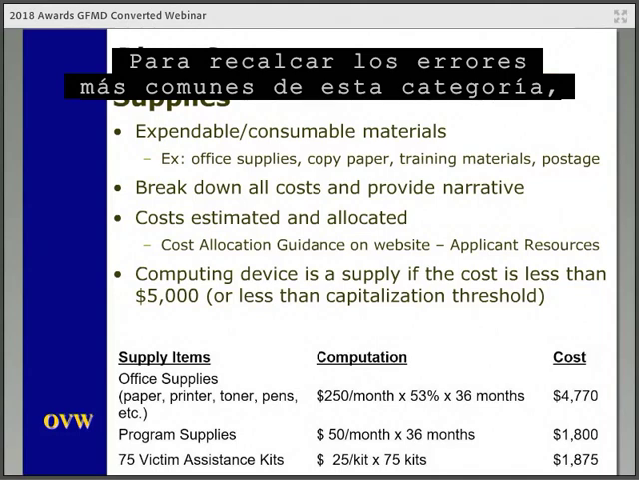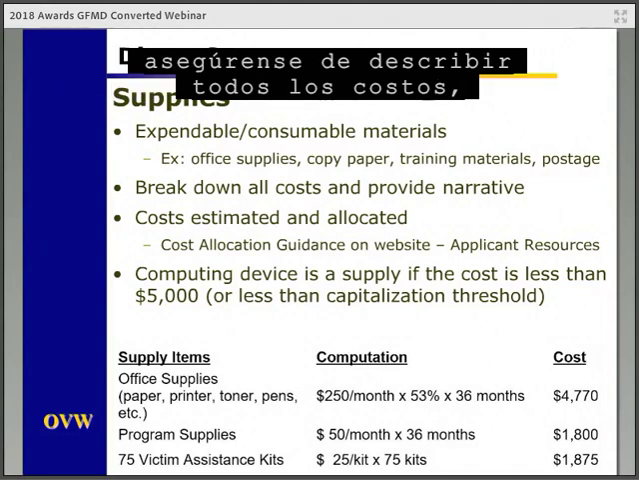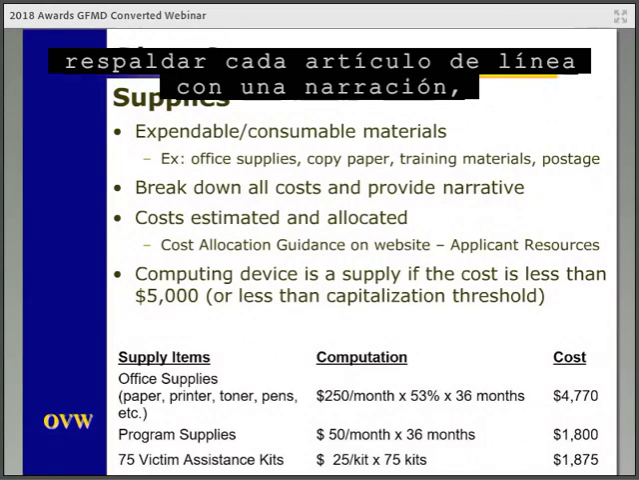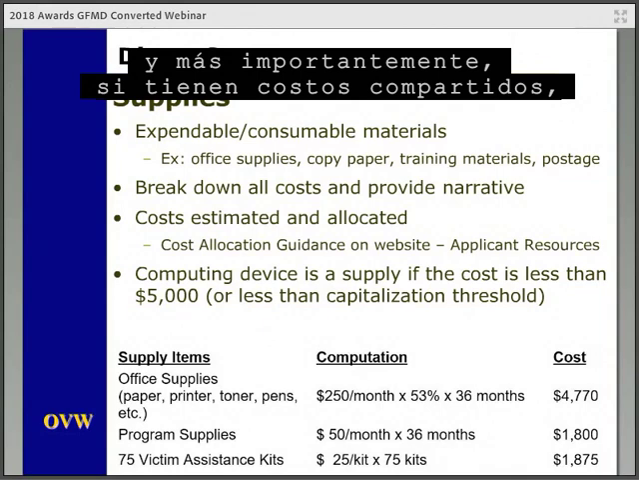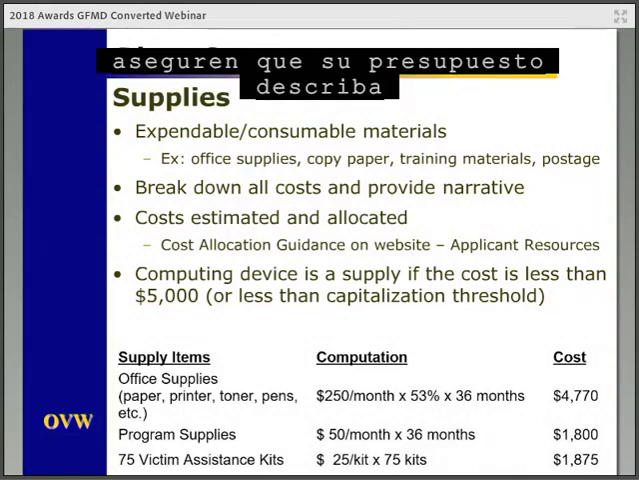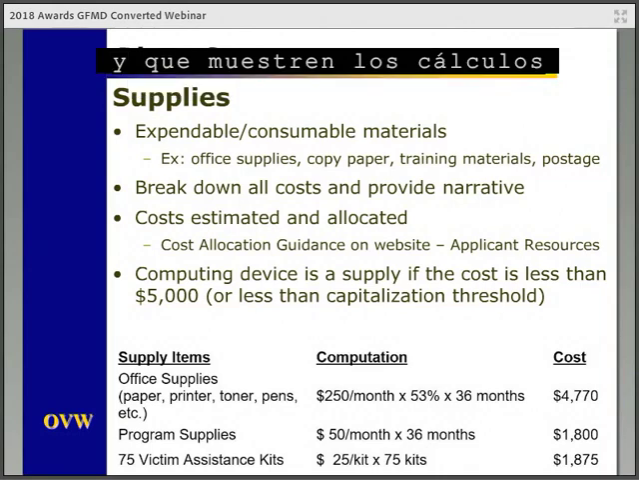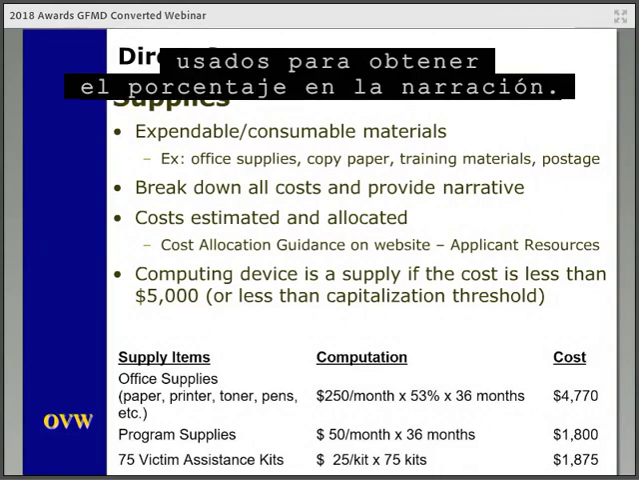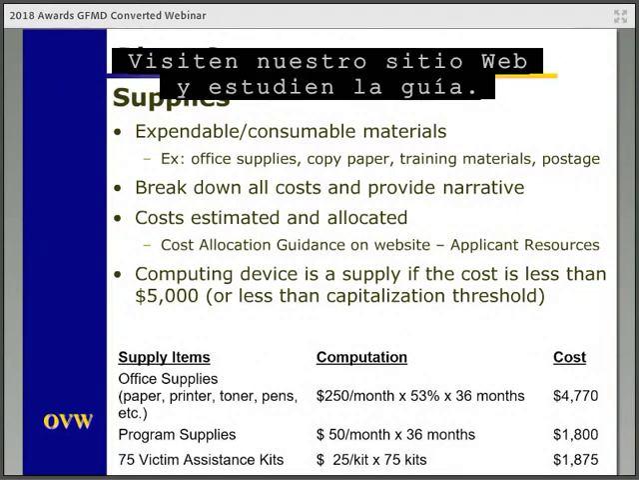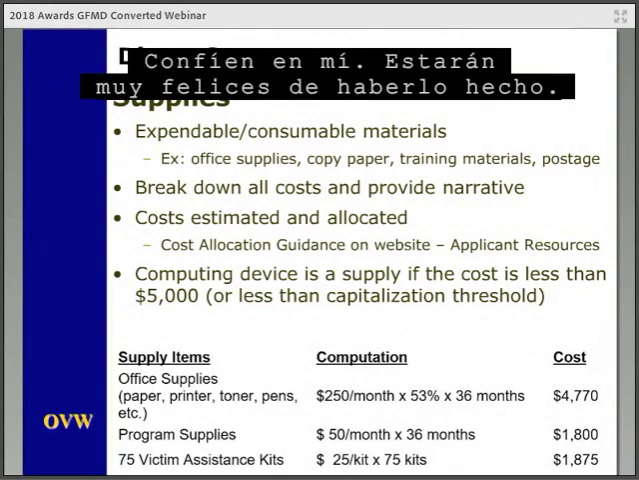So to highlight, the most common errors we find in this category: make sure to break down all costs, support each line item with a narrative, and most importantly, if you have shared costs, make sure your budget describes the allocation method that distributes the cost and that you show your computation used to get the percentage in the narrative. Go to our website and review the guidance. Trust me, you'll be so glad you did it.